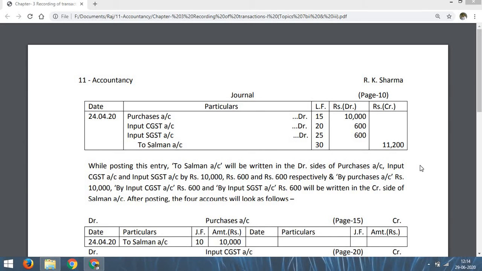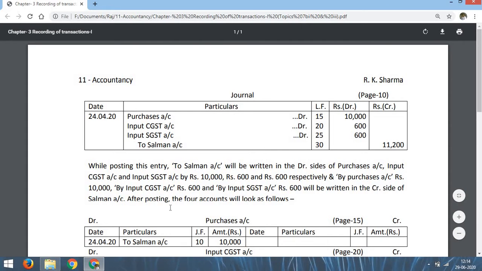And remember, in Salman account we have to write by purchase account, by input CGST account and by input SGST account 600, in the credit side of Salman account. So in these three accounts we shall write to Salman, to Salman, to Salman, and these figures will be written. And in Salman account, we have to write by purchases, by input CGST, by input SGST.